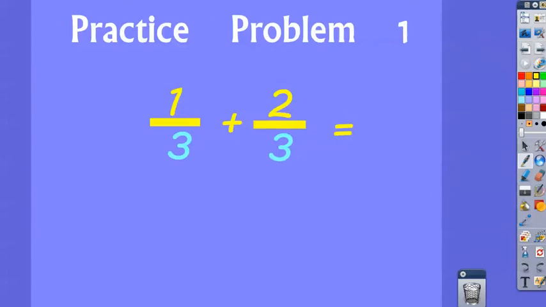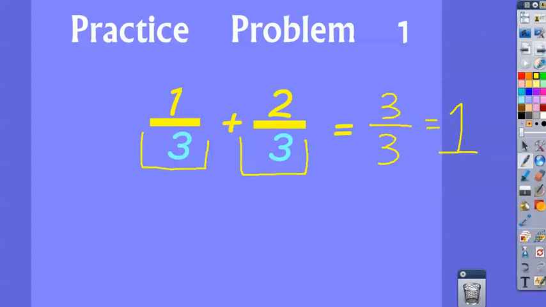1/3 plus 2/3. The first thing that I need to do is check to see if I've got like denominators. And I do have like denominators. They're both 3s. So all I need to do is add the numerator. 1 plus 2 is 3, and I keep the denominator the same. And 3/3, as you know, is equal to 1 whole. So 1/3 plus 2/3 is equal to 1 whole.